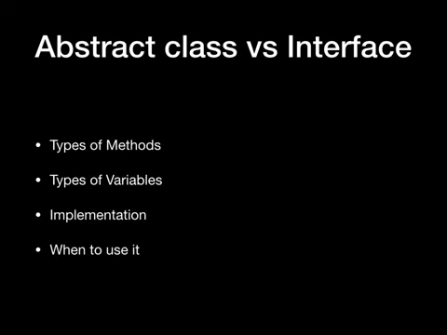Variables declared in a Java interface are by default final and static, but abstract class may contain non-final variables also. An abstract class can provide the implementation of an interface, but not vice versa. Members of a Java interface are public by default, whereas abstract class can have class members like private, protected, etc.